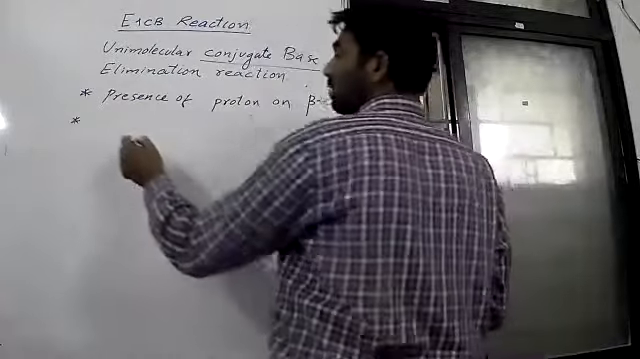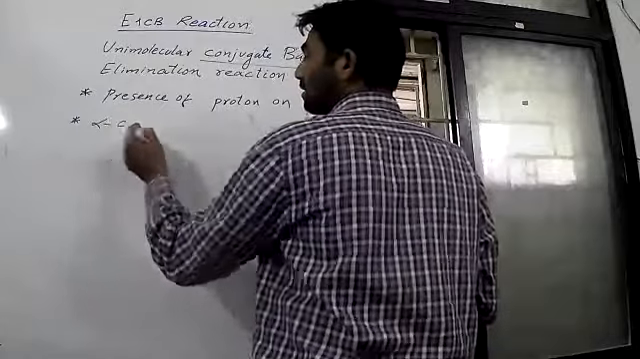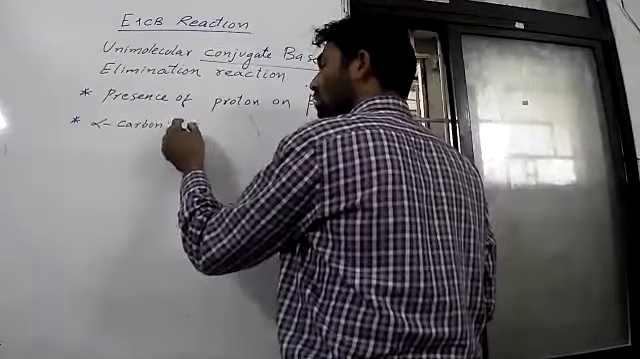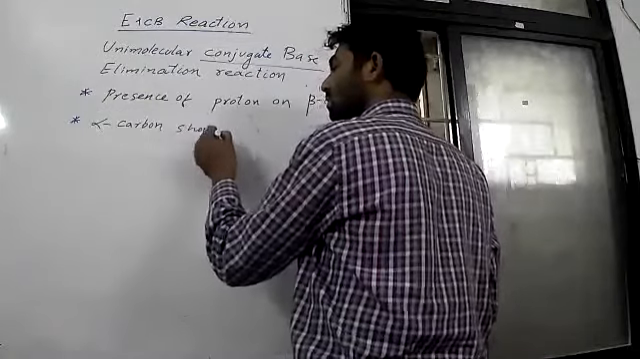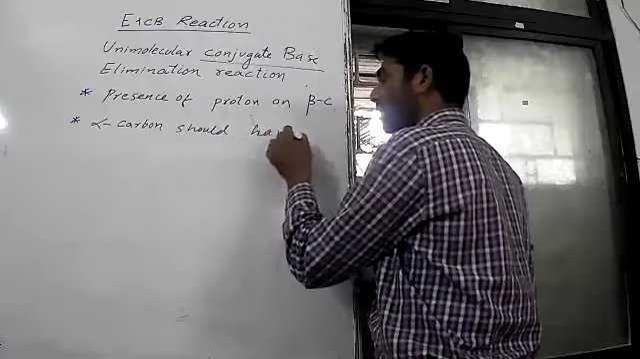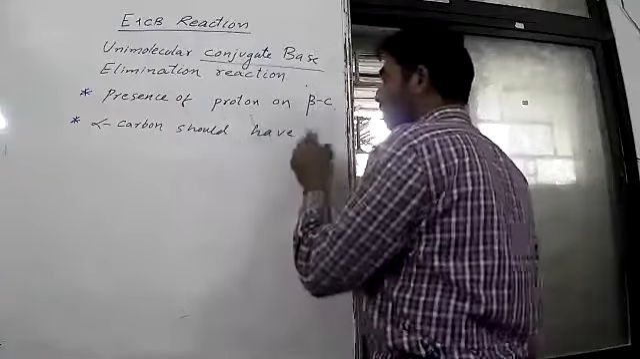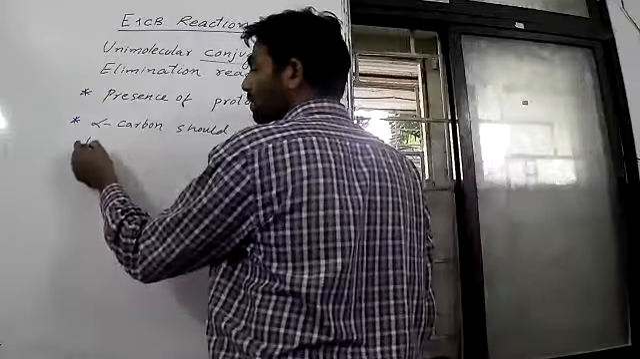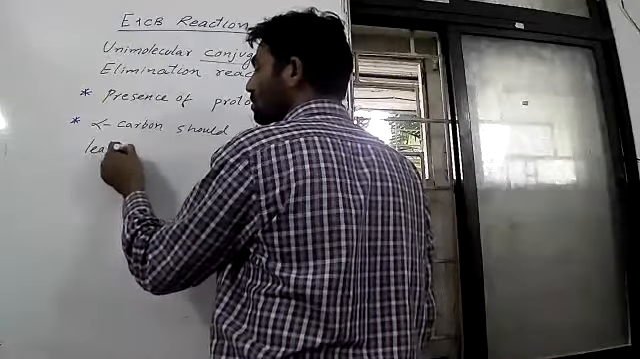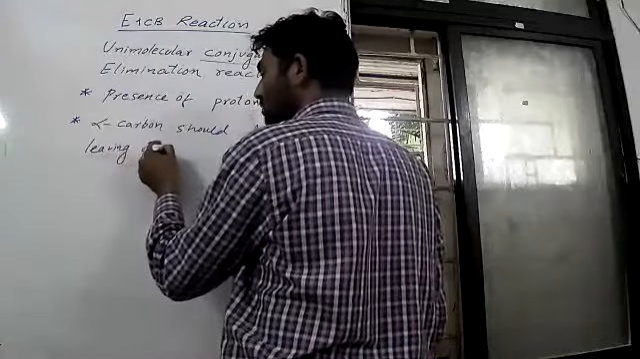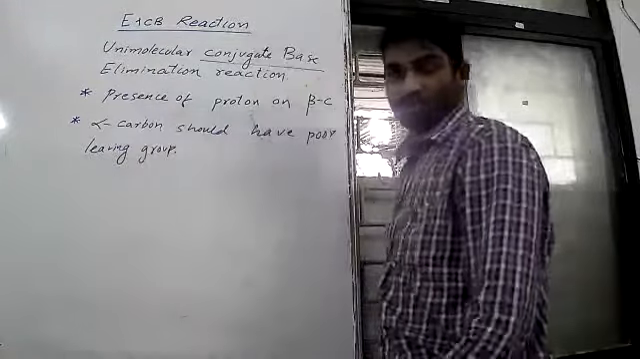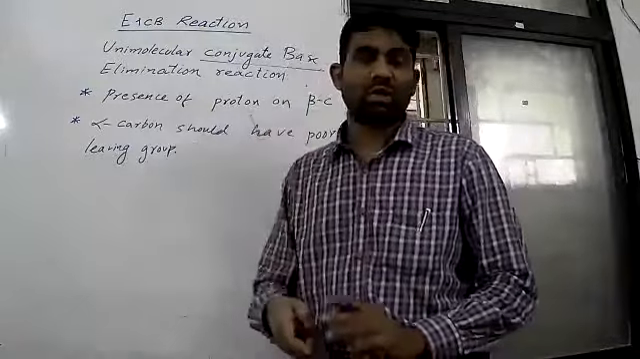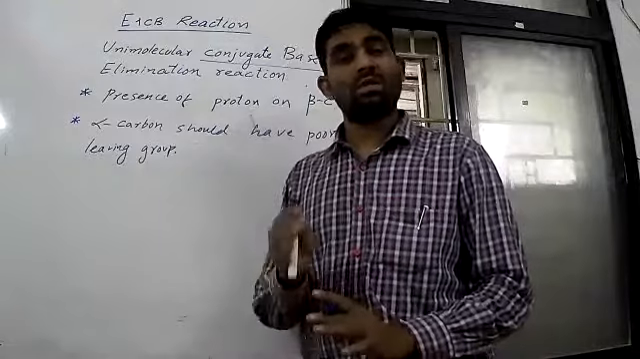Second point is alpha carbon should contain a poor leaving group, not strong, okay? Not good, poor leaving group. So these two conditions, if found in any molecule, such molecule undergoes E1CB reaction.